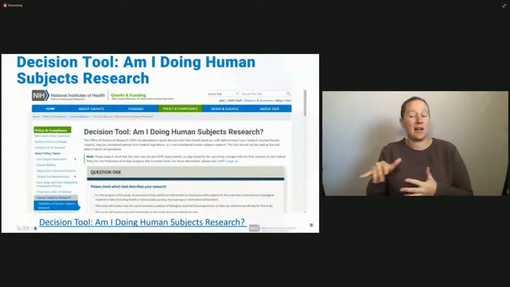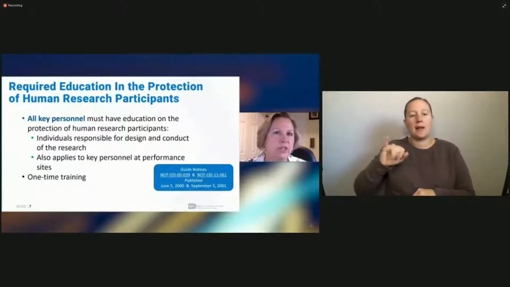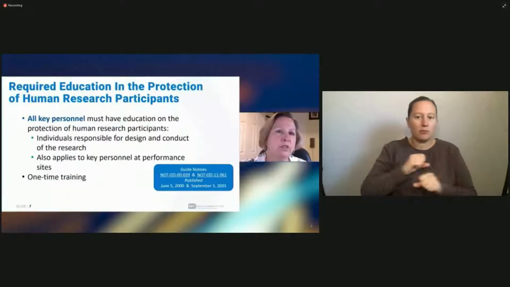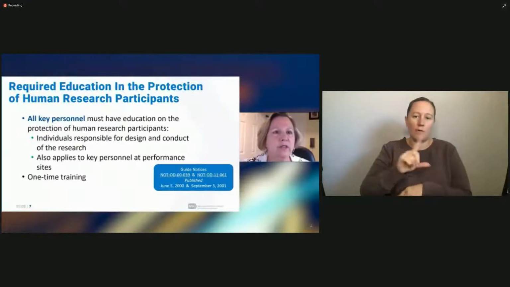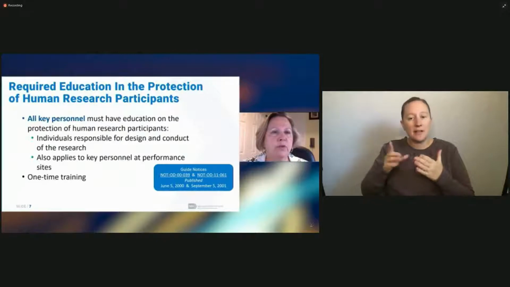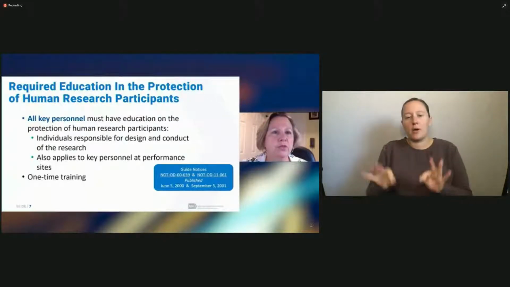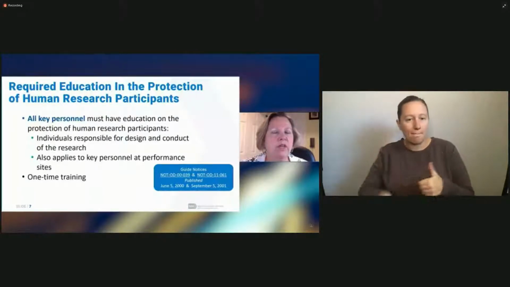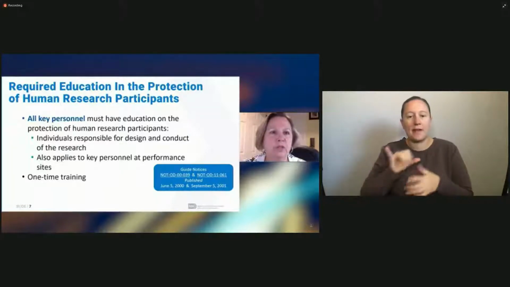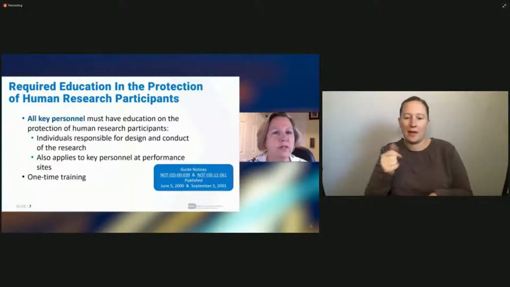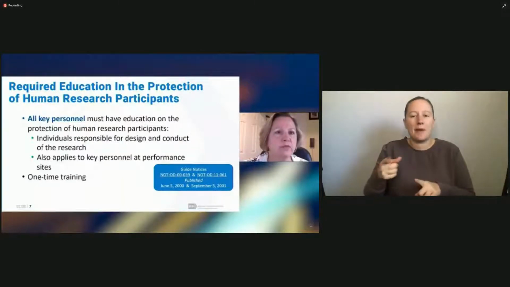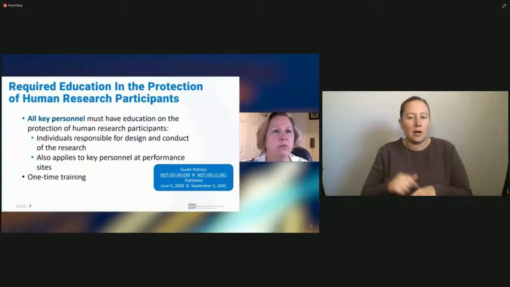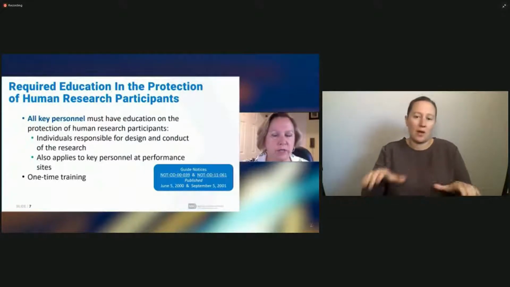from the regulations. So NIH has a policy for education on the protection of human subject participants, and it's been a requirement for over 20 years. So the investigator and all key personnel who are involved in the research need to have human subjects training. This would also pertain to personnel at any other performance sites, not just the awardee site. And it also includes non-US sites as well. And please note that this is just a one-time training requirement, although we encourage you to get additional training.